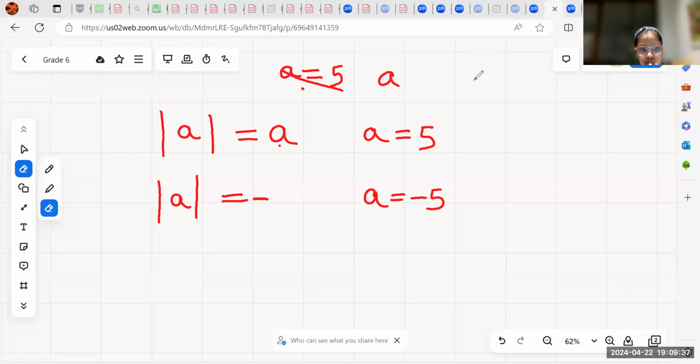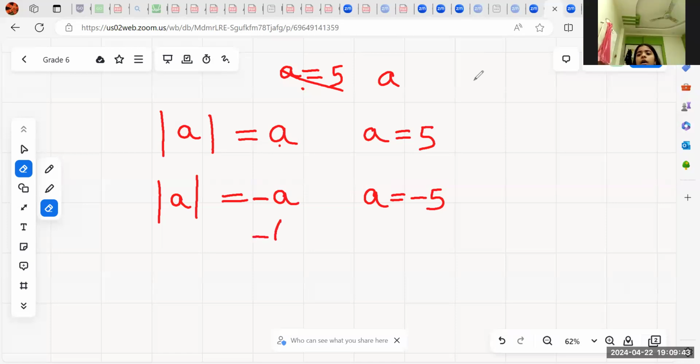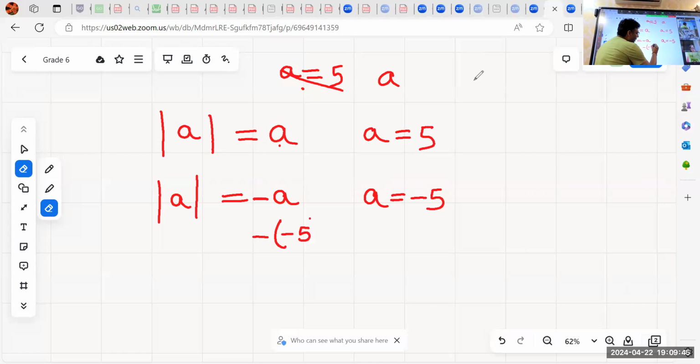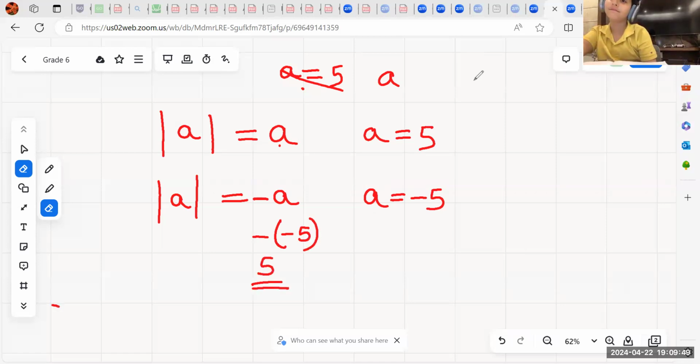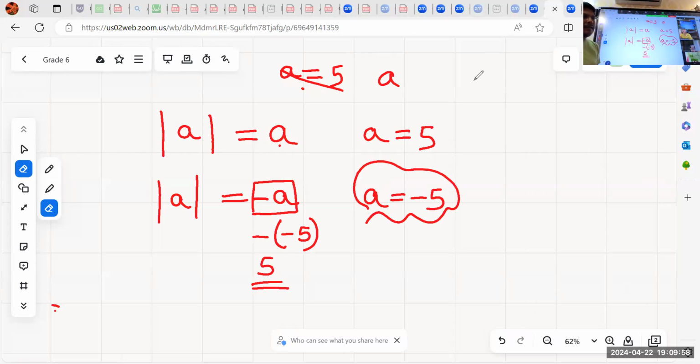Yes, yes, it will be minus a. Why? Because we have to put the value of a, which is -5. When you write -5, it will again become +5. Sir, magic is gone. Understood? If a's value is -5, then the absolute value answer will be minus a, minus of -5. But sir, the magic has gone. Magic has not gone, beta. It has become minus of -5.